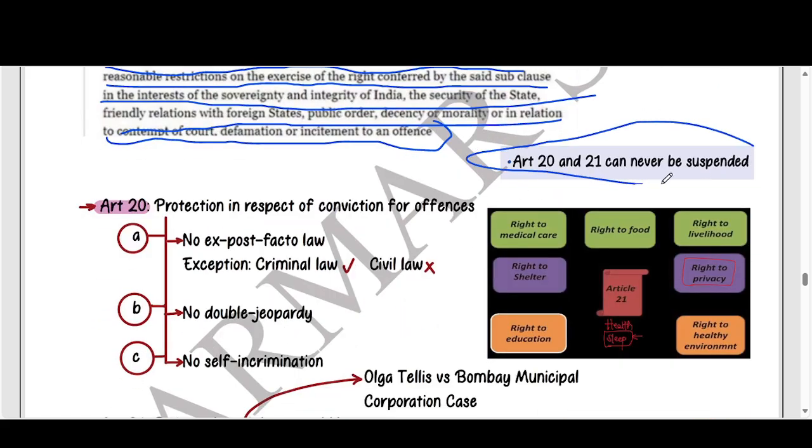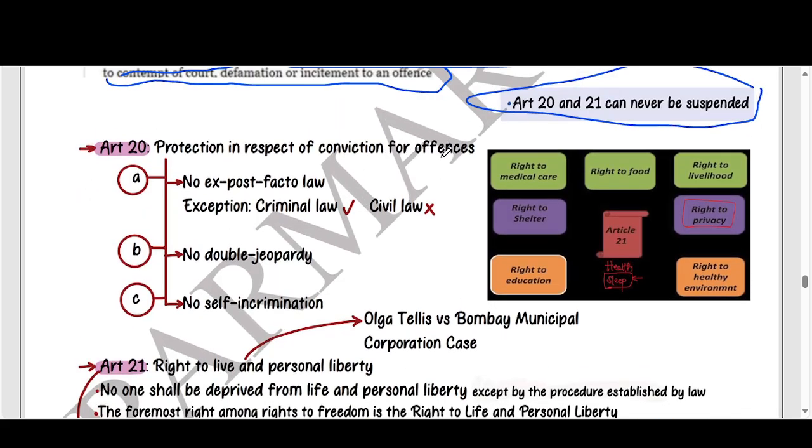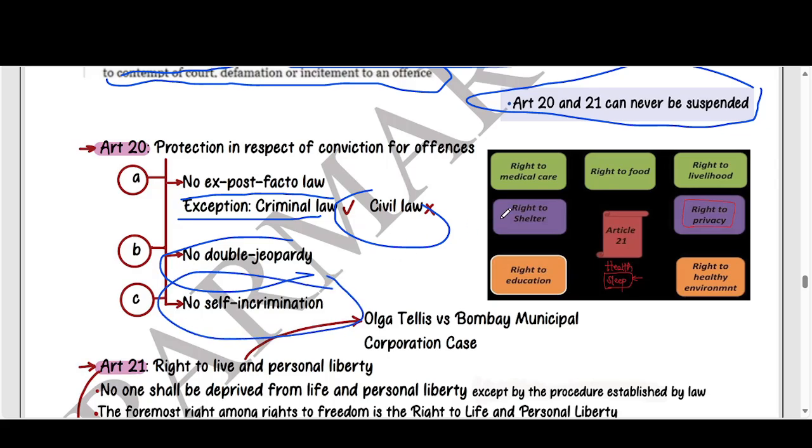Articles 20 and 21 can never be suspended. Article 20: protection in respect of conviction for offences, no ex post facto law for crimes, no double jeopardy, no self-incrimination.